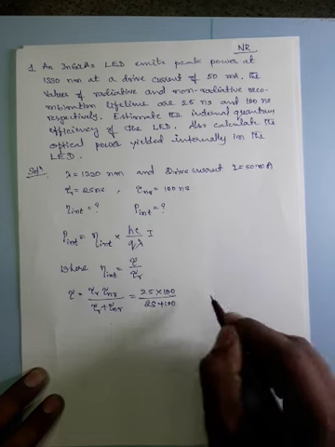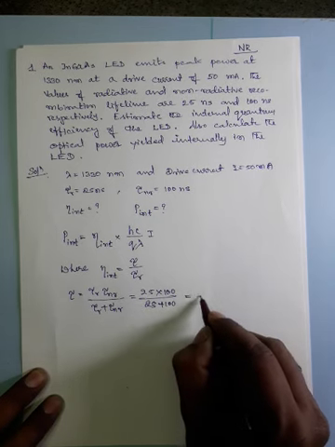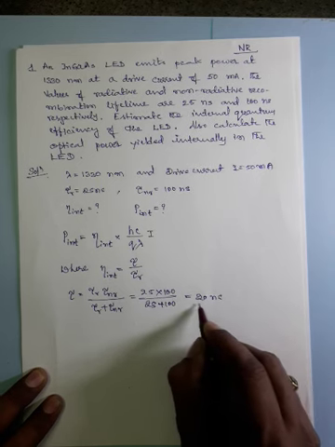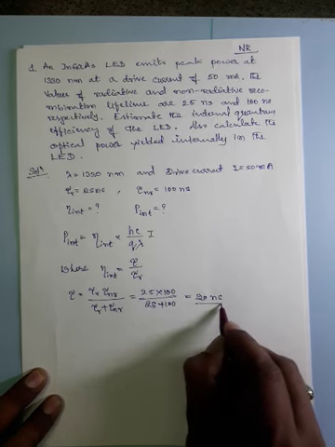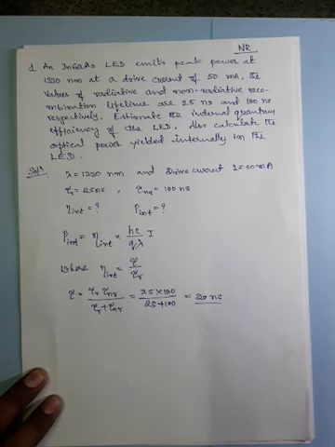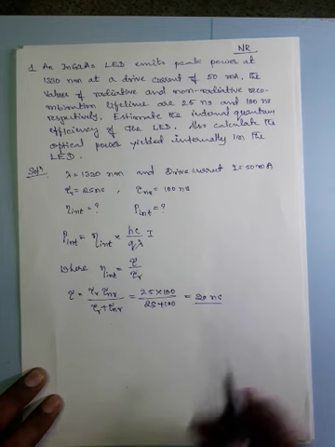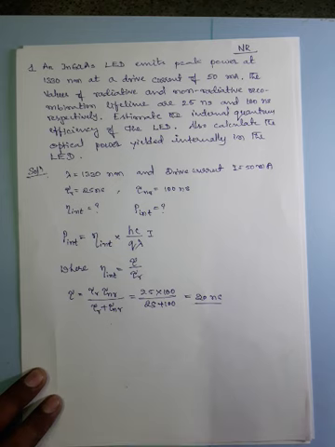25 into 100 divided by 25 plus 100, we get 20 nanosecond, which is the effective lifetime of carriers.